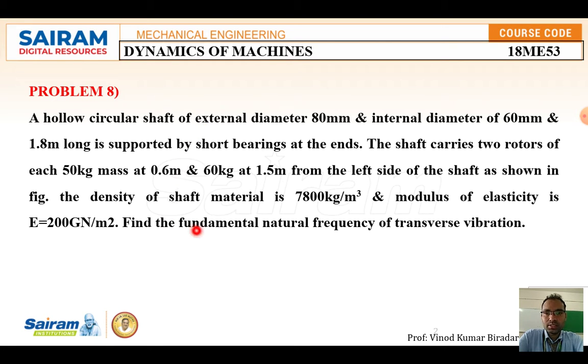One hollow cylindrical shaft is given, upon which two forces are acting: one mass of 50 kg at a distance of 0.6 and one more of 60 kg at a distance of 1.5 from the left-hand side of the shaft. They also gave the density of the material, rho equal to 7800 kg per meter cube, and Young's modulus E equal to 200 giganewton per meter square. Find the self-weight load acting on the shaft to find the fundamental natural frequency of the transverse vibration. So this is the question.